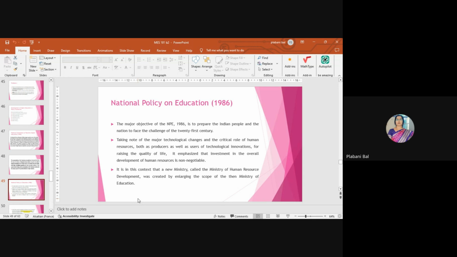And what were the major objectives of NEP 86? The major objective of NEP 86 was to prepare Indian people and the nation to face the challenges of the 21st century. We are not talking about the 21st century only now in NEP 2020; this was already said in 86 too, that we will prepare our people for the 21st century.